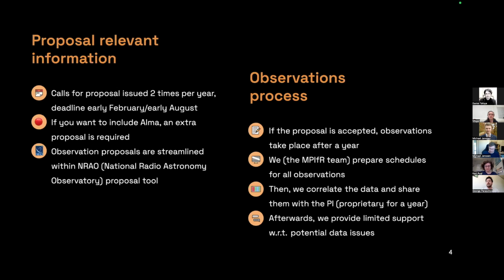Then we correlate the data and share them with the PI. And we also provide limited support with regards to potential issues, which means we are always hopeful that when we do give the data to the PI, they can quickly have a look and tell us if they identify any issues that might be there. And if that's quickly enough, let's say up to 6 months after we give them the data, we can still maybe recorrelate something if it needs to be done. Because after that, we do delete the data to make some space, at least the raw data.